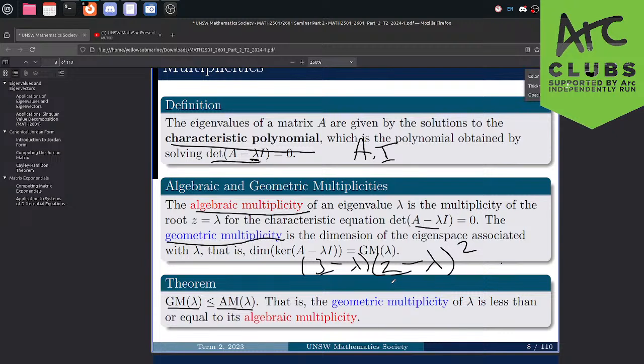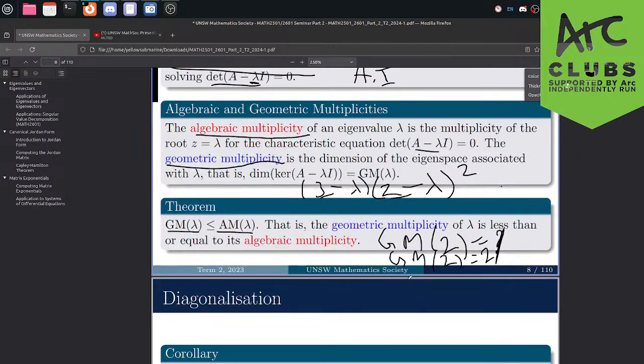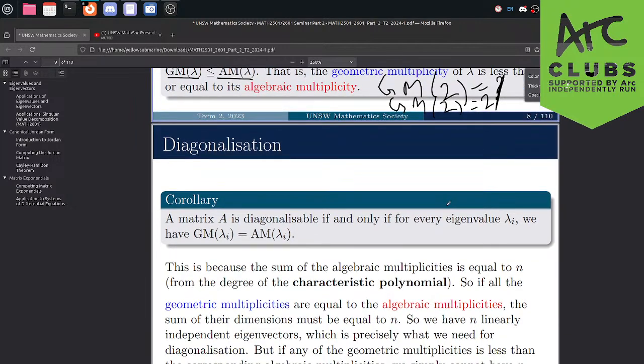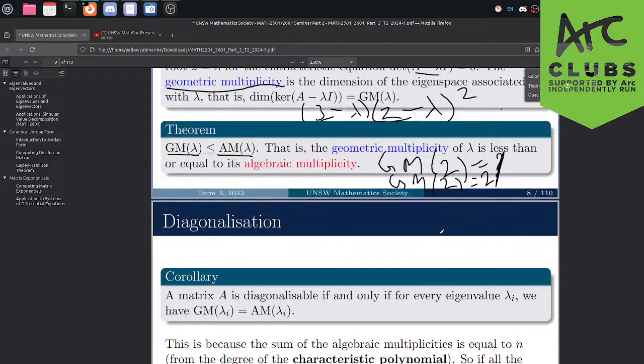So as an example, the geometric multiplicity of 2 could be equal to 1. So it's possible gm2 equals 1. It's also possible gm2 equals 2. But note there are no other values because the geometric multiplicity must be at least 1. This is an important property. We'll show what this implies when we're doing exam questions.